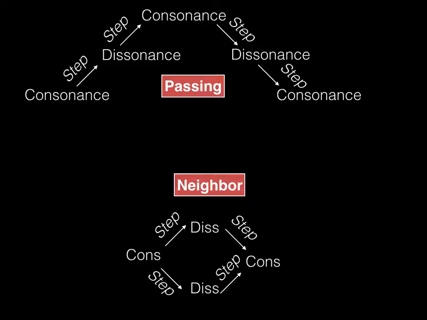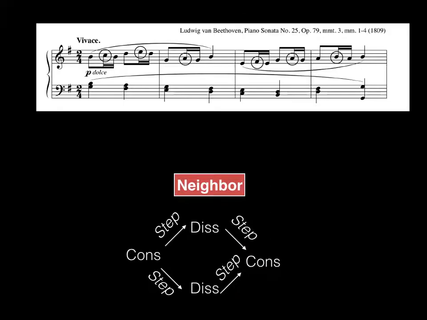In neighbor motion, you've got a consonance that you either step up to a dissonance and then step down back to that same consonance, or you're on the consonance and you step down to a dissonance and you step back up to the consonance. So if we look at this example again, where the circled notes are the dissonant notes, notice how that first circled note is one step above the notes surrounding it. And so the B, which is a consonance, steps up to the circled dissonance, the C, and then it steps back down. So that's an upper neighbor.